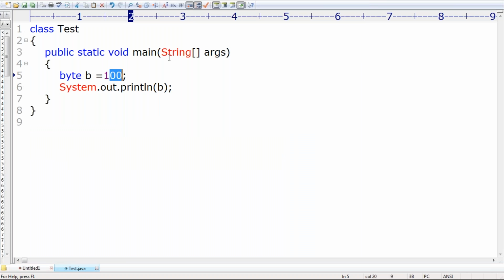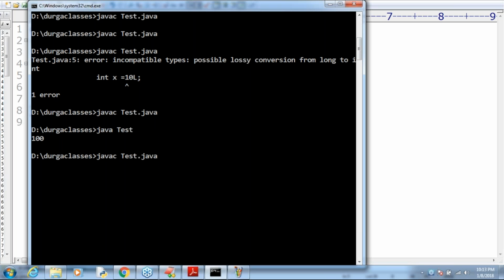Sir, I'm taking 127. Valid or not? Valid, because 127 is a valid byte value only. What is the problem, man? Yes, we are going to get 127.